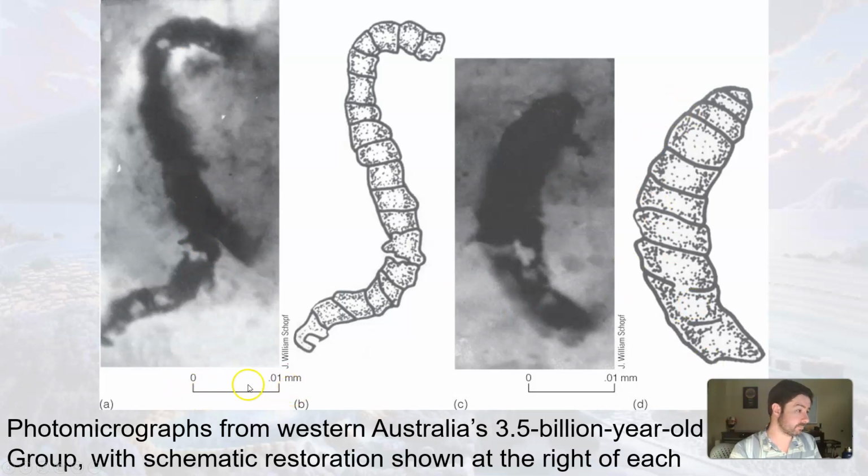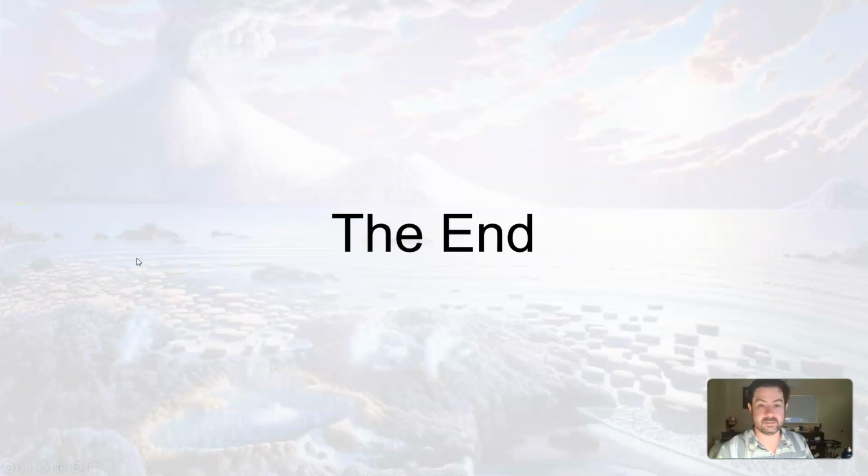And you can see in this photograph, this is only 1/100th of a millimeter. A millimeter is about how thick your fingernail is. Divide that by 100, and that's about how wide these cyanobacteria are. Tiny little things.